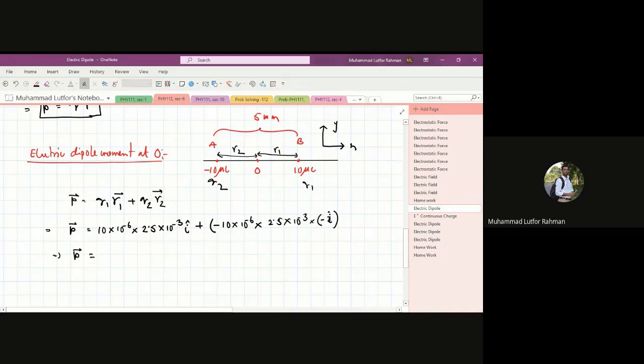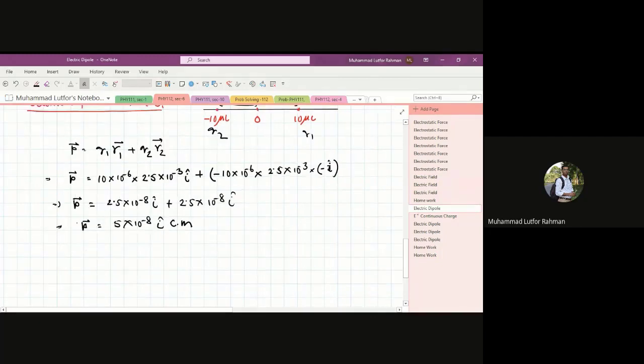So then what would be the case? I can write, if you do that calculation, you are going to find out it would be 2.5 into 10 to the power minus 8 I hat if you multiply that one, and plus it will also be 2.5 into 10 to the minus 8 I hat. In that case, I'll find the electric dipole moment, 5 into 10 to the minus 8 I hat coulomb meter.